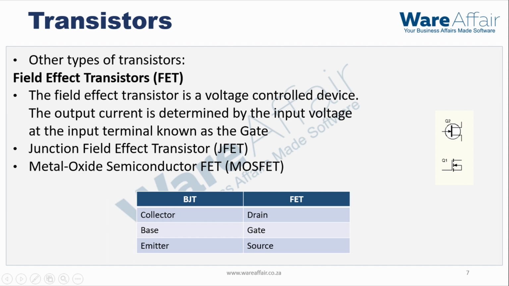Field effect transistors are also three terminal devices, but the terminals have different names compared to bipolar junction transistors. The collector is known as a drain, the base is known as the gate, and the emitter is known as the source. The symbol for these transistors can be seen on the right side of the screen.